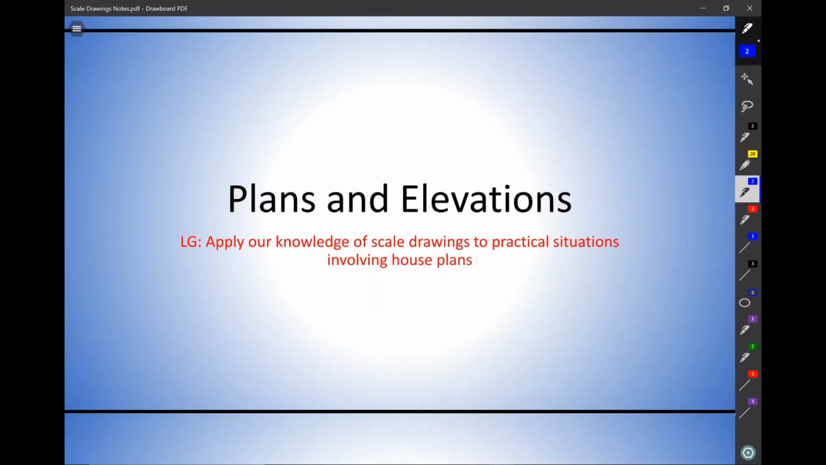Okay, team. One more lesson in our scale drawings unit, and this one is all about plans and elevations. This is an interesting lesson, I think, because it gives you a really practical application of the things we've been looking at. This is especially important for anyone considering a career in building or construction, because becoming familiar with reading house plans is going to be very important for you. But I imagine at some point in our lives, all of us would like to buy a house, so being familiar with house plans and how to read them is going to be helpful for all of us.